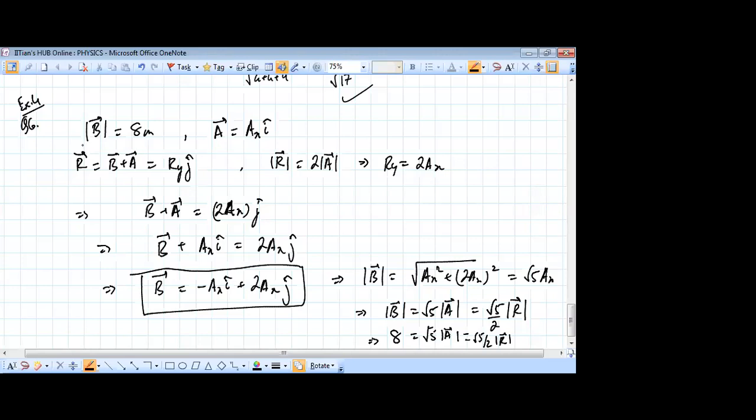It is given that mod of the resultant is twice the mod of A. See, Ax is just a scalar quantity, so it doesn't matter what its value is. See, this means that magnitude of vector A is how much? It is Ax. Now we substitute this here, and this is along the y-axis. So what is magnitude of vector R? It is the y component of R. And what is magnitude of the vector A? It is Ax. Understood? That's all.